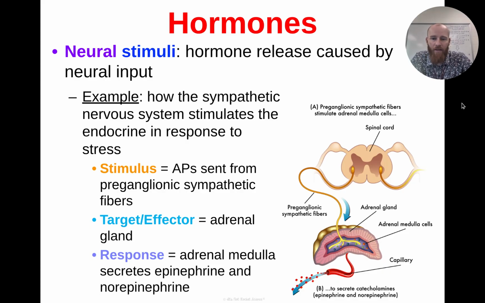One specific target gland that could be affected this way is your adrenal gland. So the stimulus would be action potentials that are being sent from your preganglionic sympathetic nerve fibers. Okay, and those innervate the adrenal gland. Whenever that gland receives a signal, its adrenal medulla is going to then secrete epinephrine and norepinephrine. Okay, and that is ultimately what's going to help heighten your overall sense of activity and alertness to a potential stressor in your environment.